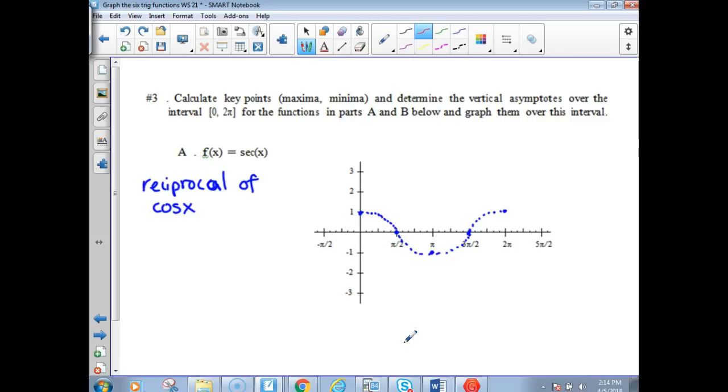So there are going to be places where it's undefined again. How come? That's because the cosine is 0 some places. If the cosine is 0 some places and you flip a 0 over, you're going to have 0 on the bottom now, which is undefined. So anywhere the cosine is 0, there will be an asymptote. So you can find your asymptotes by using this graph right here. So we're going to go bing, bing, bing. We've got an asymptote at pi over 2. We have an asymptote at 3 pi over 2.